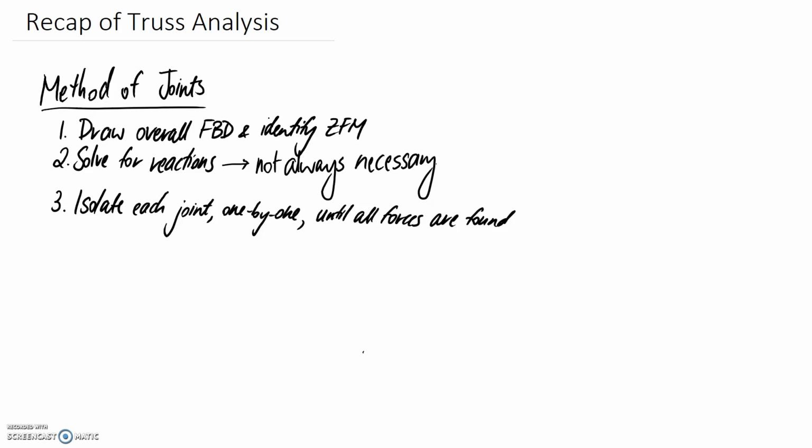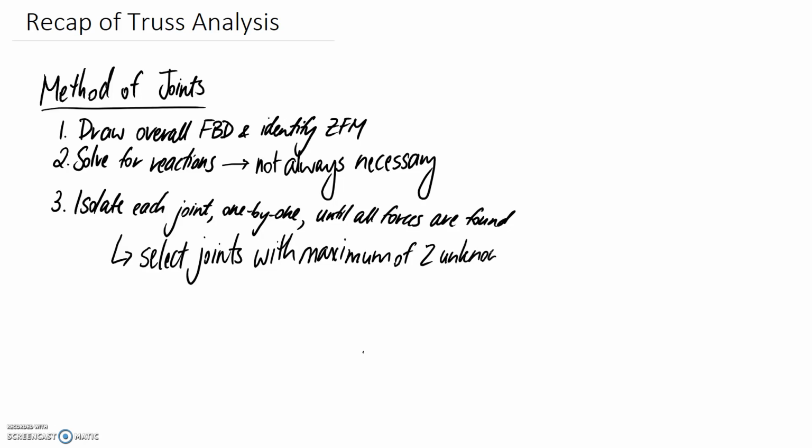The next step then is to isolate each joint one by one until all the forces that you're interested in have been found. So I have a couple of tips for this. One of them is that you need to select joints that have a maximum of 2 unknowns. The reason that you're limited to 2 unknowns is because you've only got 2 equilibrium equations which are going to be useful to you. You have that the sum of the forces in the x direction will need to be 0, and you also have that the sum of the forces in the y direction will be equal to 0.